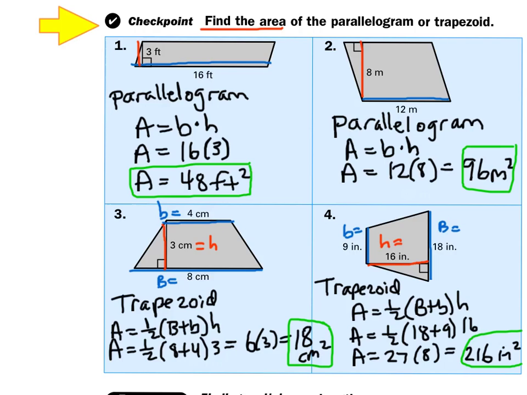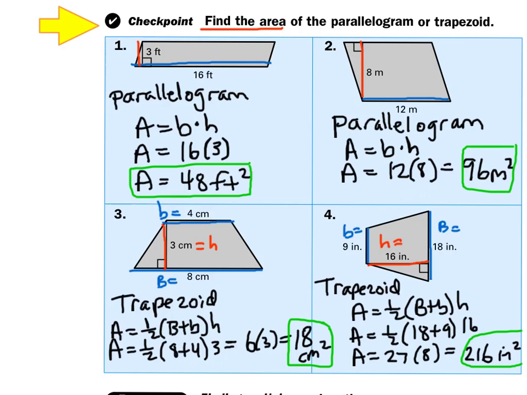Take a look at number 4. This is a trapezoid, but notice how it's leaning on its side. See the bases? You always know their bases because they have to be parallel to each other. So the big base is 18, the little base is 9, and the height is 16. And so I use the formula area equals 1/2 times the big base plus the little base times the height.